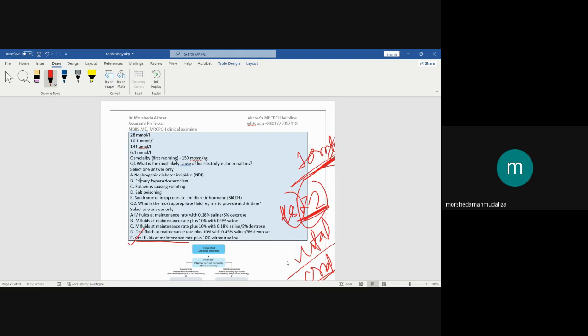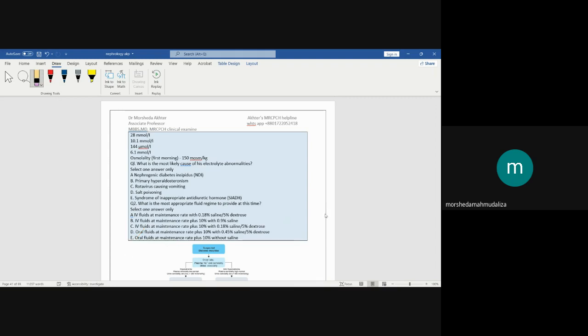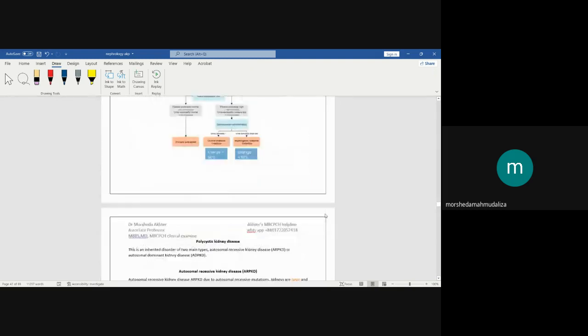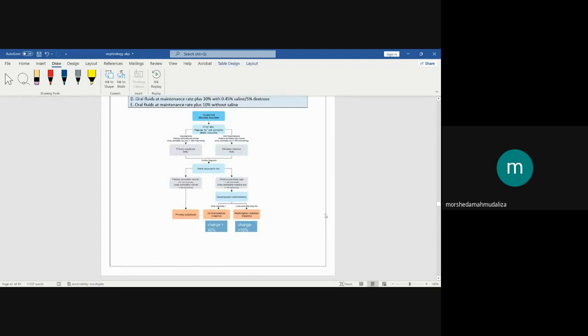So this is very risky when you give IV. That means oral fluid is appropriate, at maintenance rate, when the child has stable vitals and other things are stable. But if sodium is 170 or more than 170, you have to go for hemodialysis. So this is something like a hypernatremia management issue.